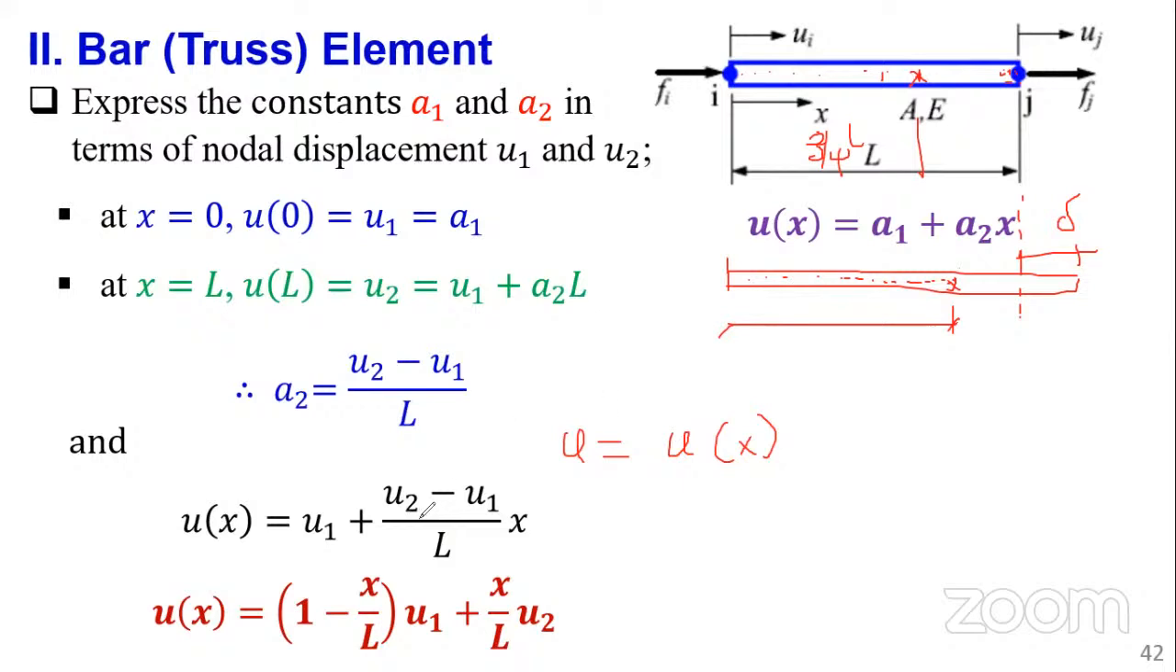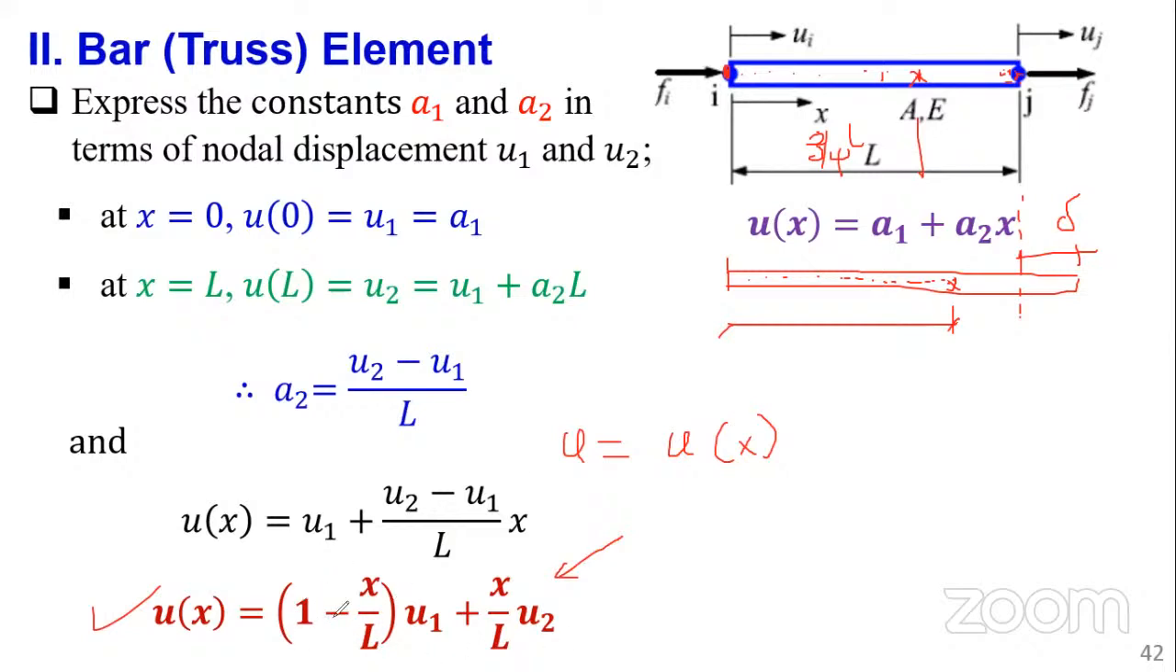And again, using this displacement function, we can interpolate, because the known values are u1 and u2. So any other point here we can interpolate using this polynomial, which we call the interpolating function, the displacement function, okay?